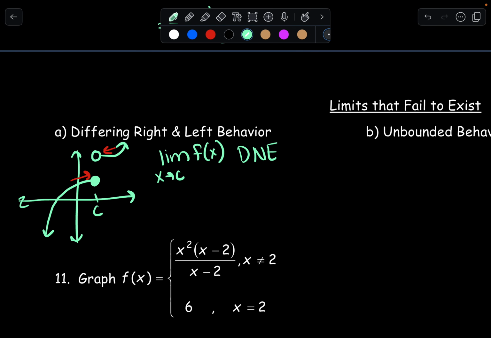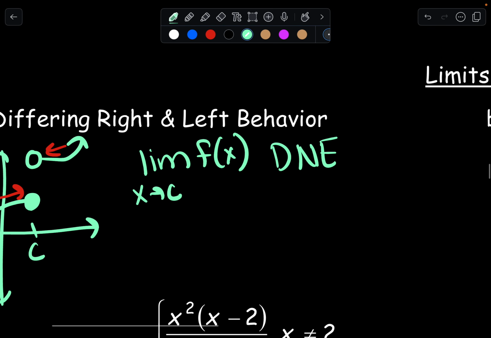Now, someone in class asked a really good question. They asked, okay, if the limit doesn't exist, do we have to show that it's this from the left and this from the right? No. We will never trick you, all right?